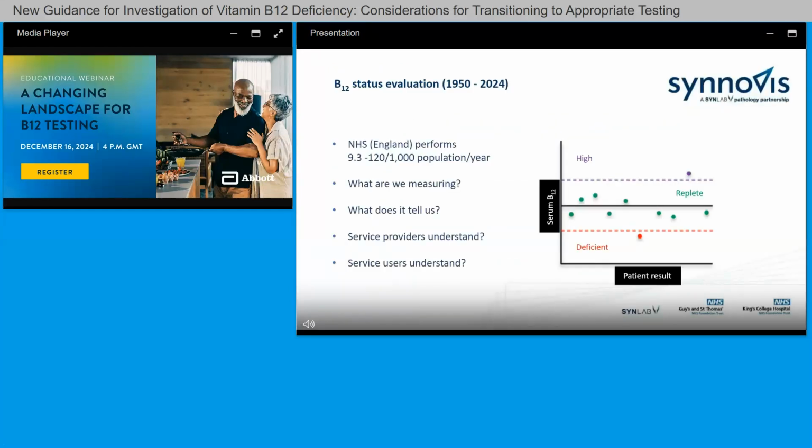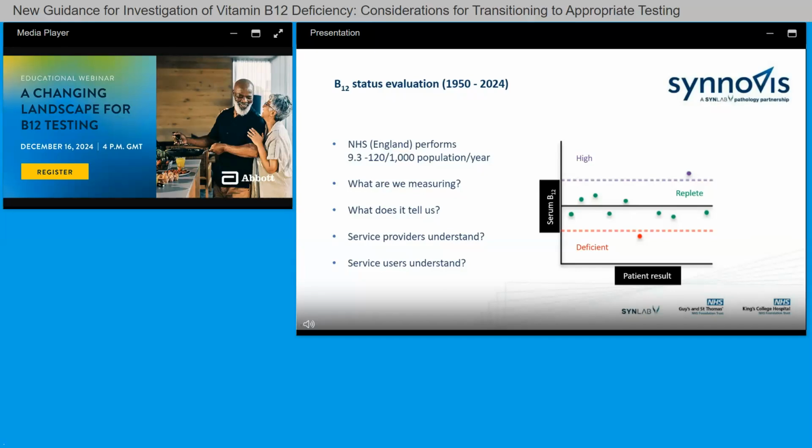In the National Health Service in England, there's enormous variation in the number of serum B12 tests ordered by different regions annually. In some regions, they order up to 120 serum B12 tests per 1,000 people in the population each year. But even in the areas that order far fewer tests, it's still one of the most commonly requested pathology tests.